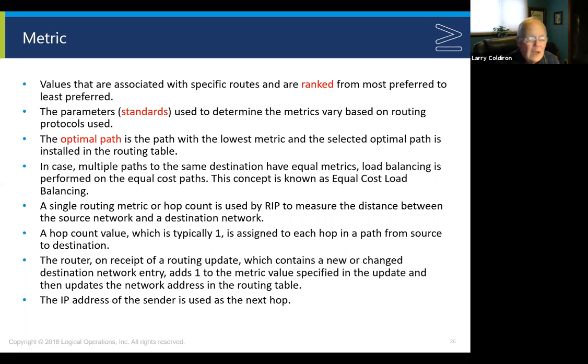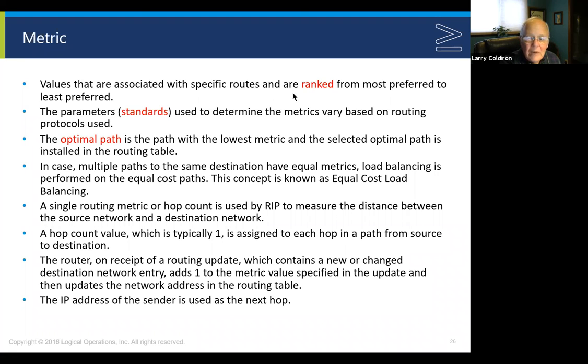And again, if we have multiple protocols, the one with the best administrative distance is the one that's going to be used, the one that's displayed in the route table. The others are going to be there, available if they're needed, but they won't be used. Multiple paths to the same destination with equal metrics: load balancing is available in this.